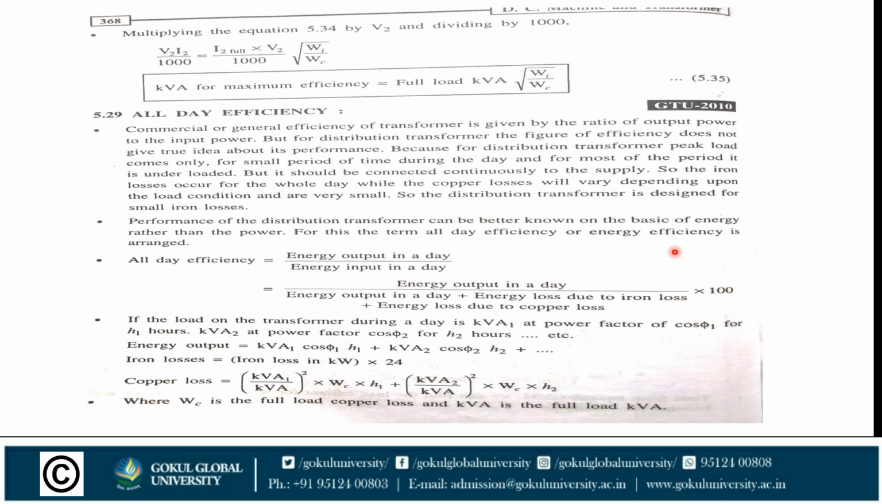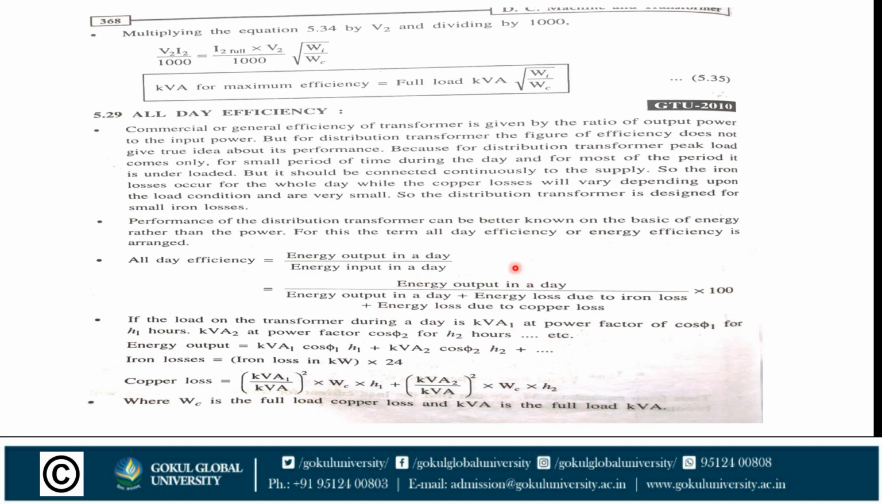Now if the load of the transformer during a day is kVA1 at power factor cos phi 1 for H1 hours, kVA2 at power factor cos phi 2 for H2 hours, etc. Energy output is equal to kVA1 cos phi 1 H1 plus kVA2 cos phi 2 H2 plus so on up to n. Iron loss is equal to iron loss in kilowatt into 24, and copper loss is equal to (kVA1 by kVA)² into Wc into H1 plus (kVA2 by kVA)² into Wc into H2, where Wc is the full load copper loss and kVA is the full load kVA.